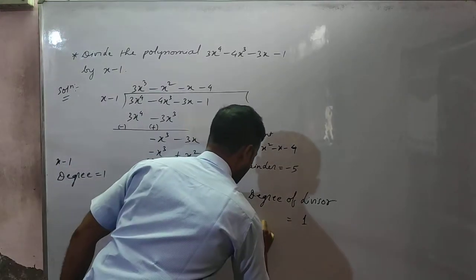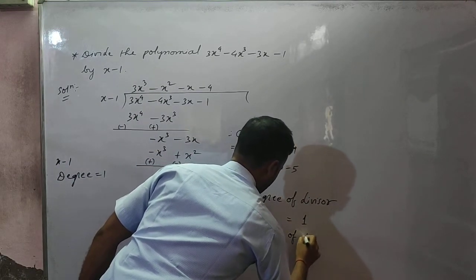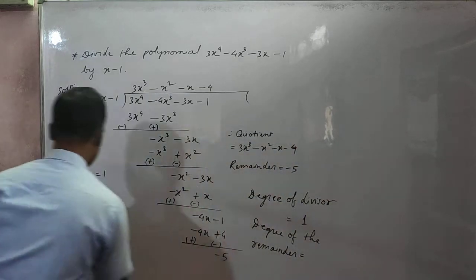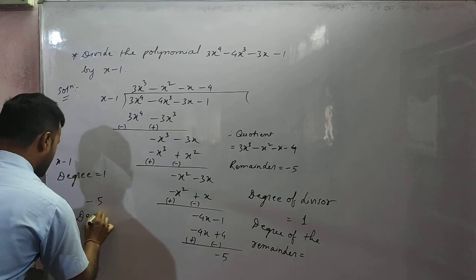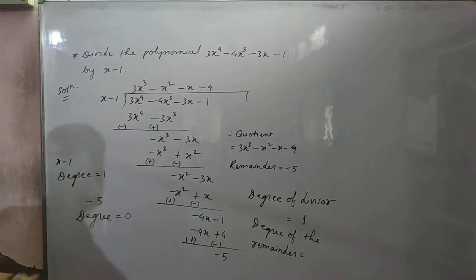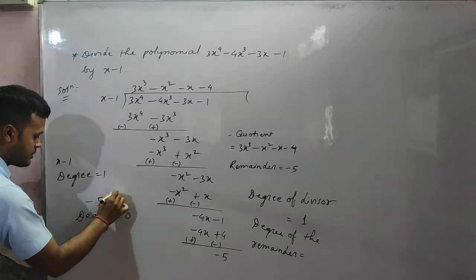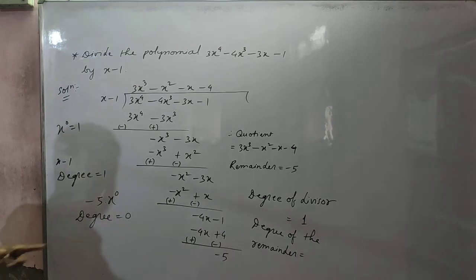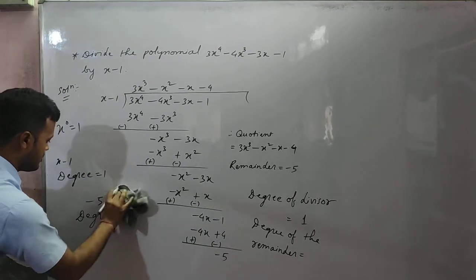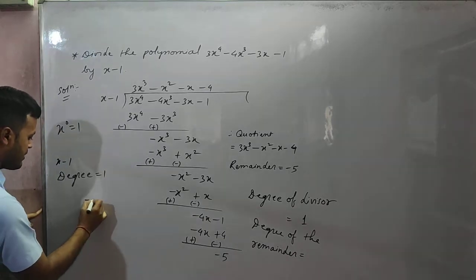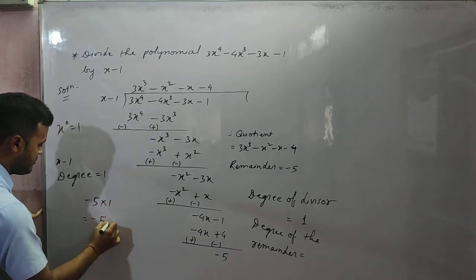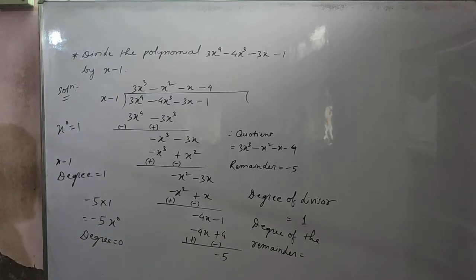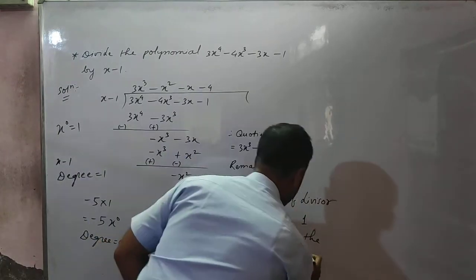And what will be the degree of the remainder? Minus 5, what is the degree? 0. Because along with minus 5, what can we put? x to the power 0, because x to the power 0 means 1. So in place of minus 5, we can write minus 5 into 1. That means minus 5 x to the power 0. That means degree is 0. So the degree of the remainder is 0.